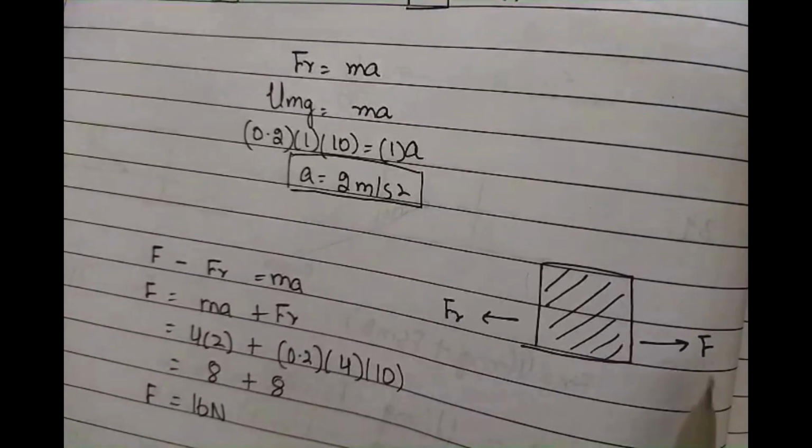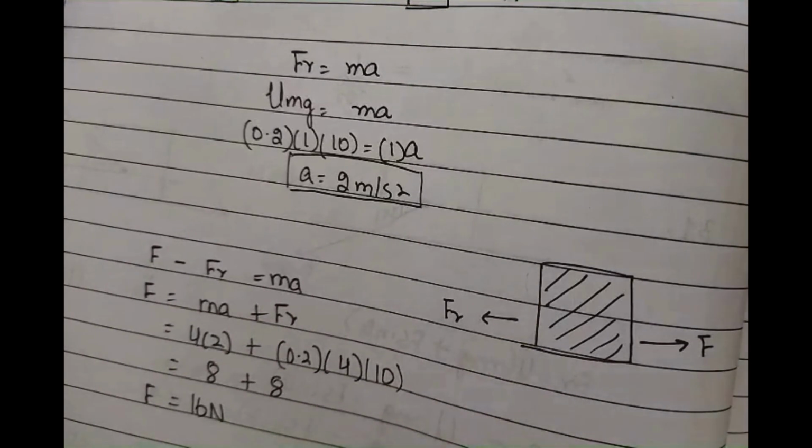So 16 newtons is the amount of force that is required to keep block A as well as block B in contact and moving with the same uniform acceleration of 2 meter per second square.